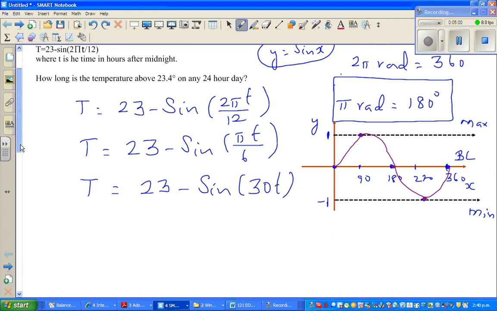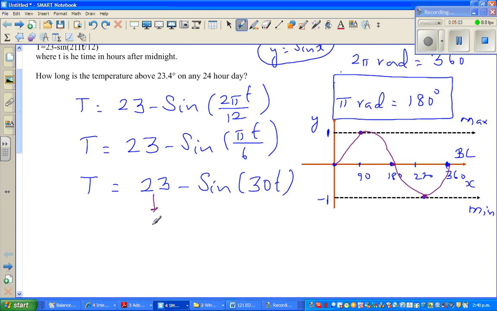Now by looking at this, I can say 23 is my baseline. This is your amplitude. Let us not look at the negative. So here the amplitude is 1, and the baseline in the basic graph is 0. Now for the period, a cycle, you have to use this formula: 360 divided by the coefficient of t. So the period is 360 divided by 30, which is 12.